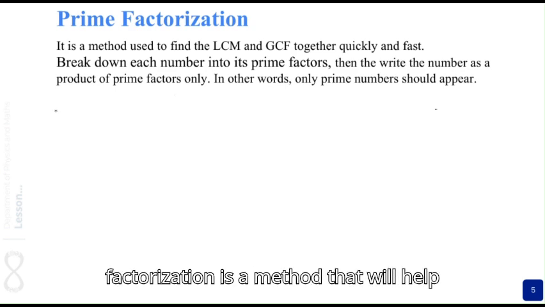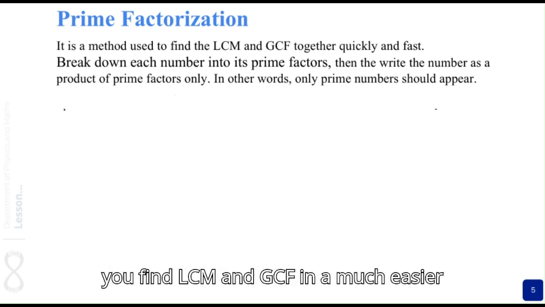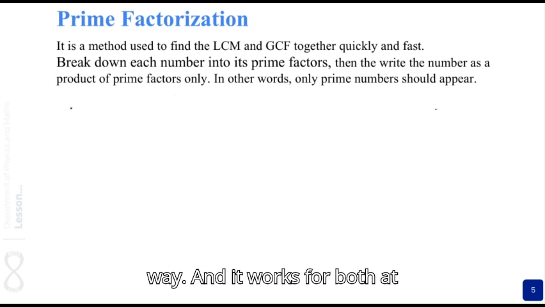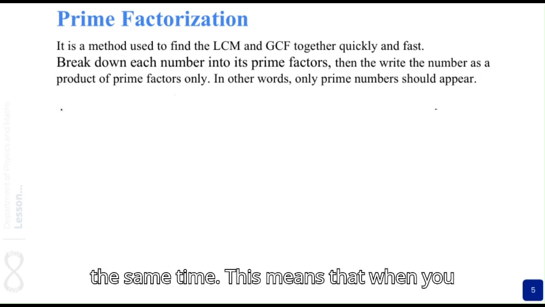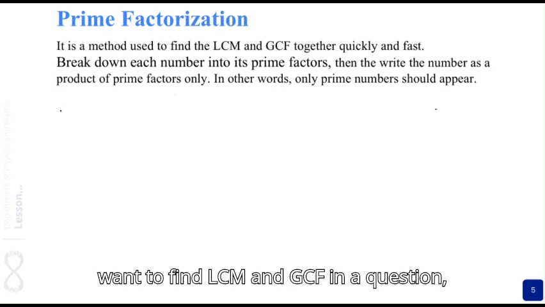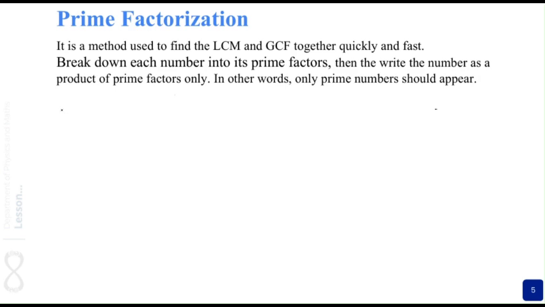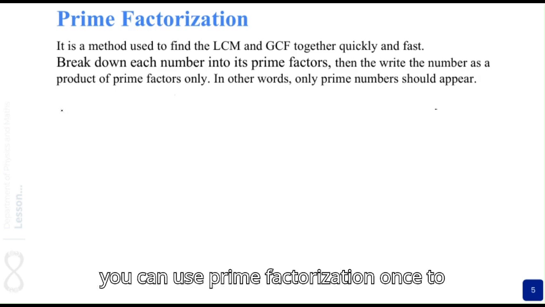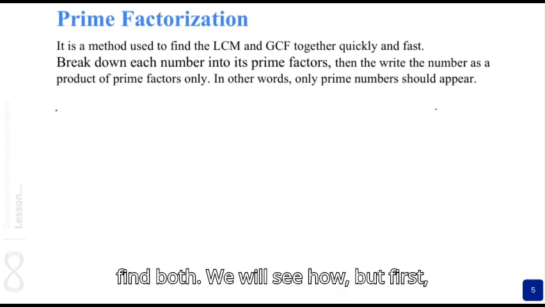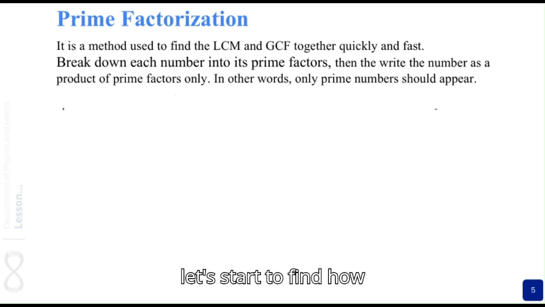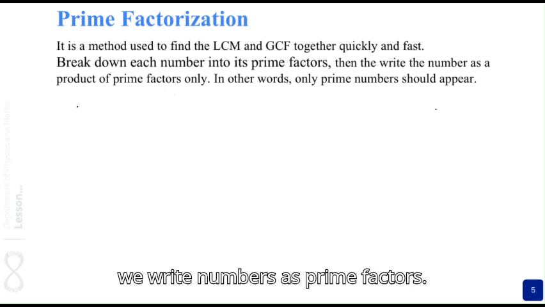Prime factorization is a method that will help you find the LCM and GCF in a much easier way, and it works for both at the same time. This means that when you want to find LCM and GCF in a question, you can use prime factorization once to find both. We will see how, but first let's start to find how we write numbers as prime factors.